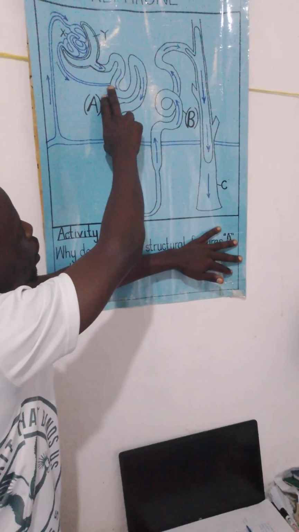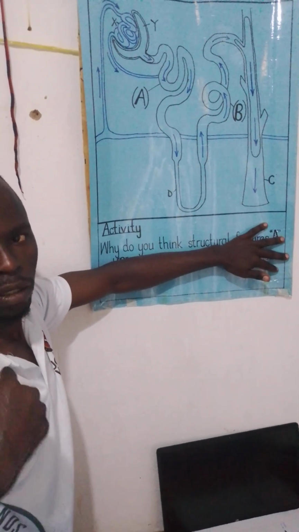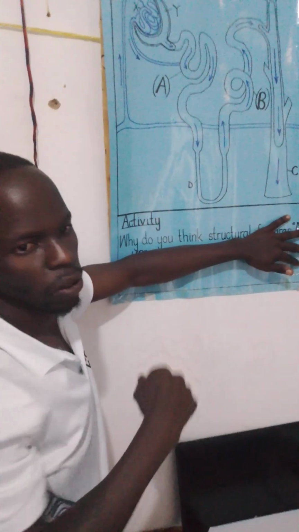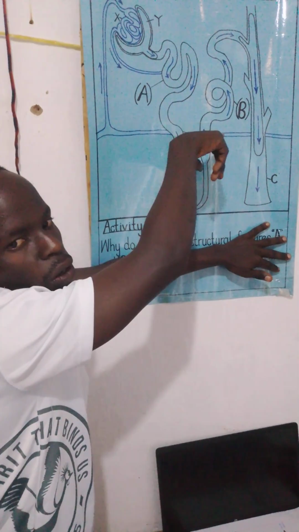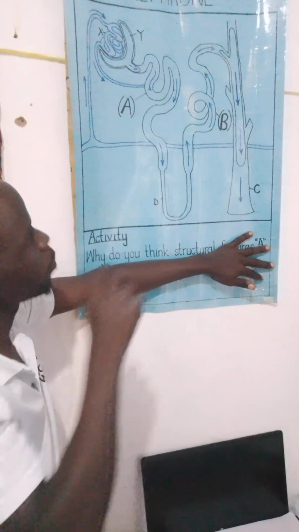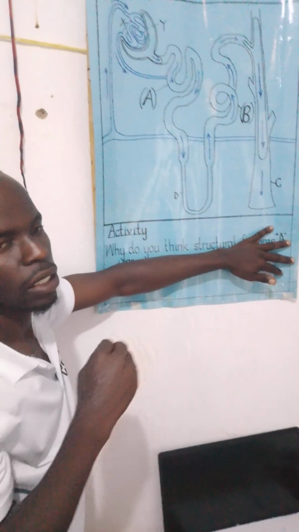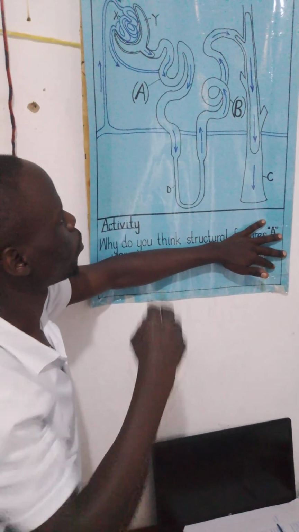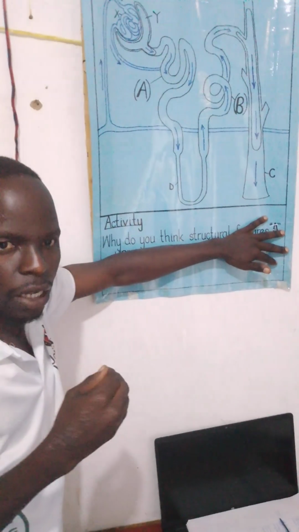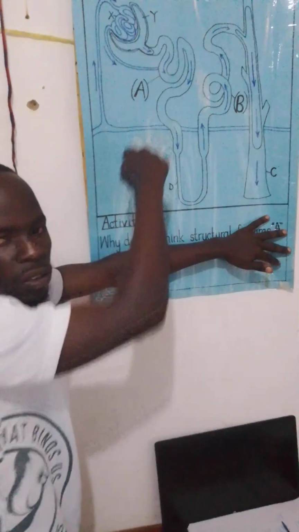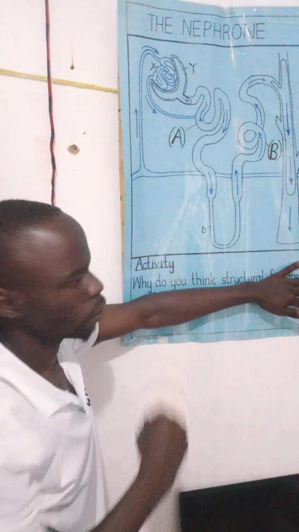The second process takes place in this part. You can see the structure of the part is coiled, so that it increases the surface area for the process that takes place here. The process here is called reabsorption. This part labeled A is called the proximal convoluted tube. In this part, glucose will be absorbed back because it was pushed here forcefully. Some ions will be absorbed, and amino acids will be absorbed.